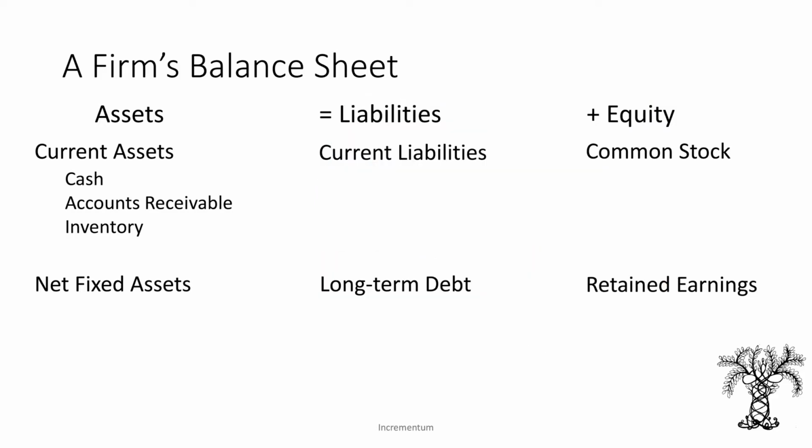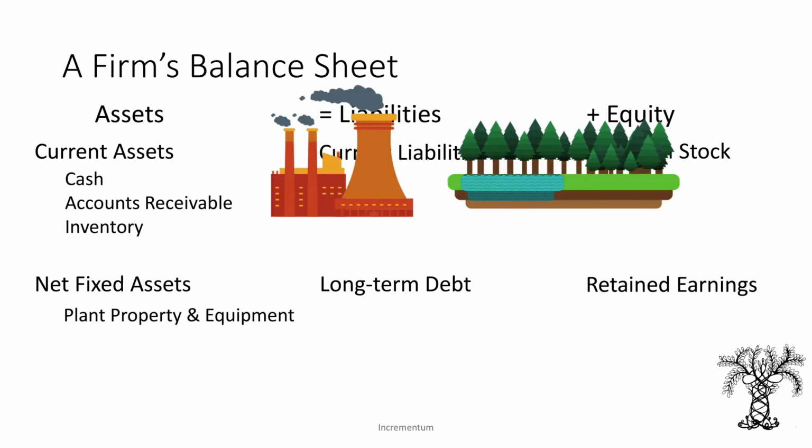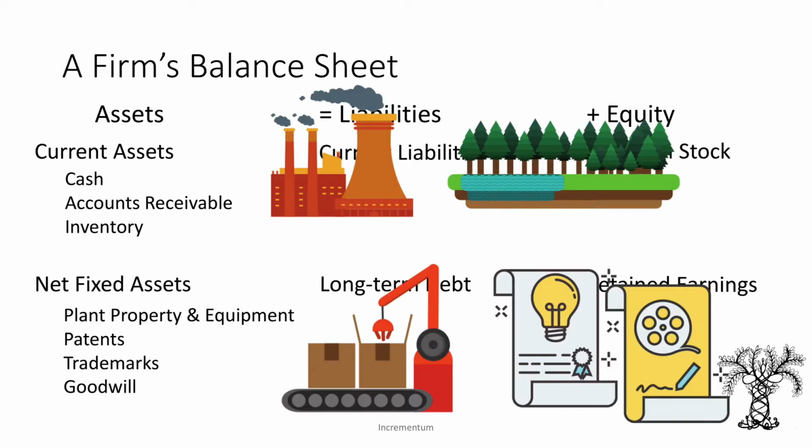Net fixed assets are going to include things like plant, property, and equipment. It can also include things like patents, trademarks, and goodwill. These are longer-term assets that we don't expect to sell, and in large part, these are going to be the way that we generate our sales.